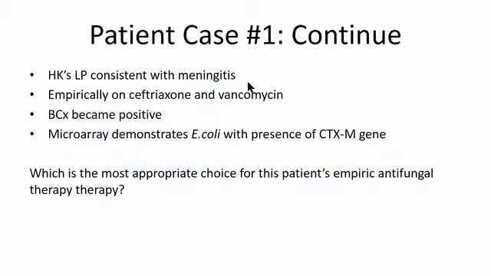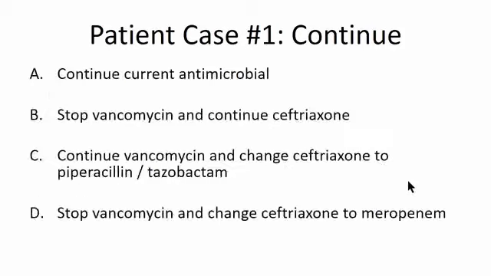HK has meningitis. The LP is significant for meningitis, however the CSF culture is negative. The blood culture is positive, demonstrating E. coli. And we have Verigene in this hospital, and therefore it also detects the presence of a CTX-M gene. So what is the most appropriate choice for this patient's empiric antibacterial therapy? Is it A, continue current antimicrobials; B, stop vanco and continue ceftriaxone; C, continue vanco and change ceftriaxone to piperacillin; or D, stop vanco and change ceftriaxone to meropenem?